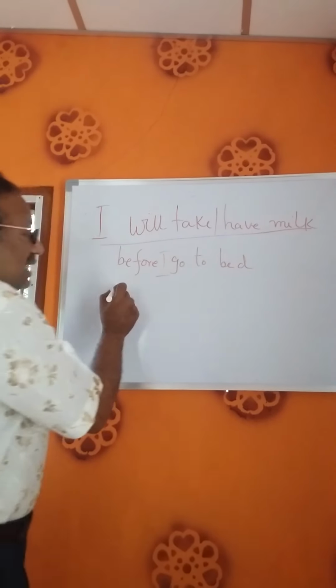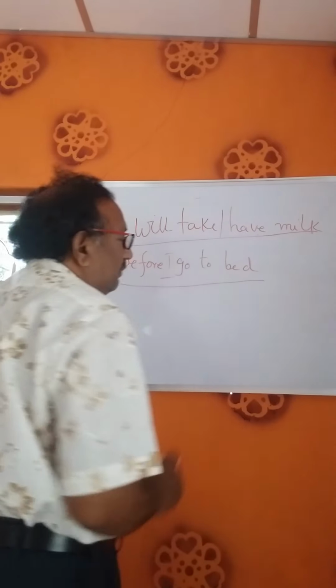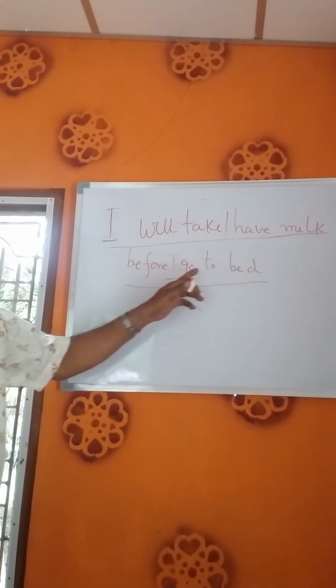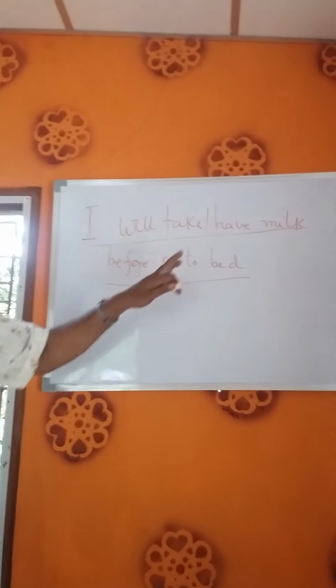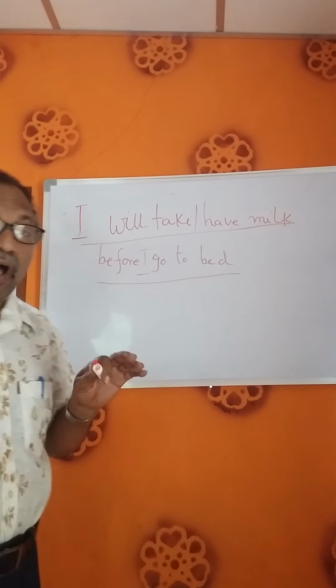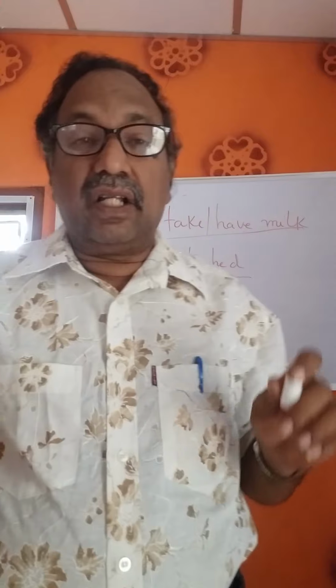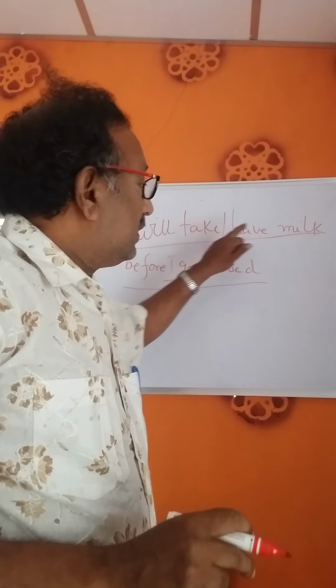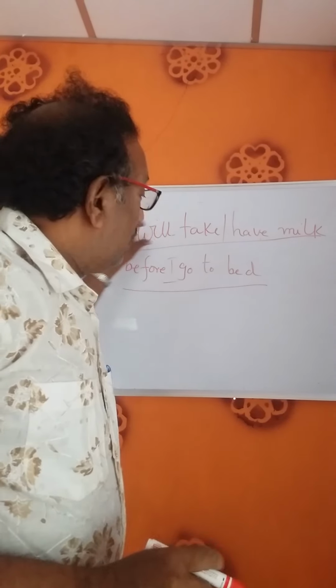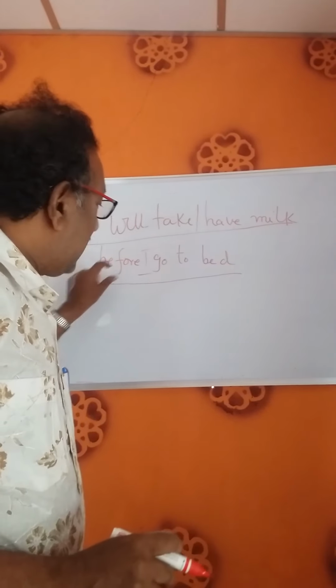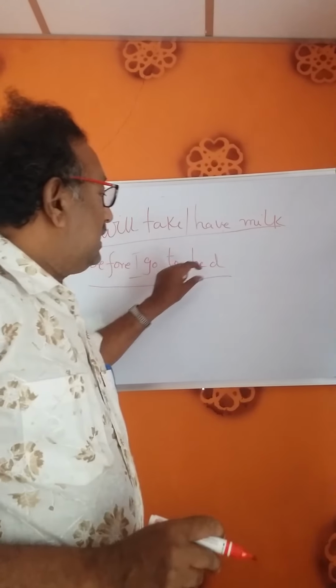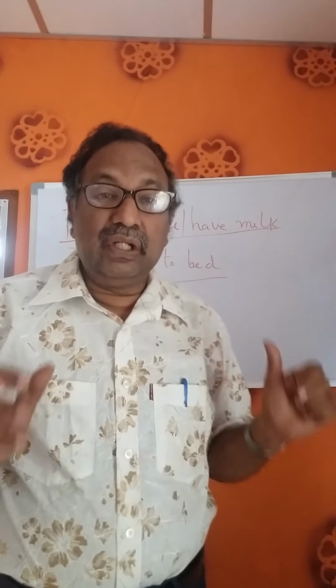But what is the time it is talking about here? It is also talking about the future time, not the present time. You will take or have milk before you go to bed, not now. So this sentence also talks about future time, though the main clause is in the future tense, and the subordinate clause in the simple present. So you should know that simple present can be used for future time references.